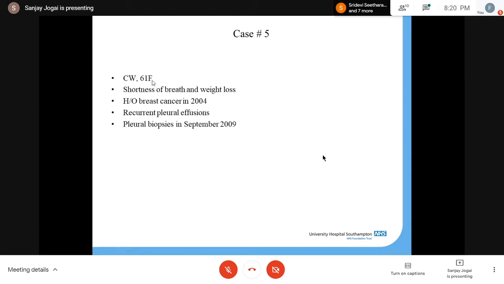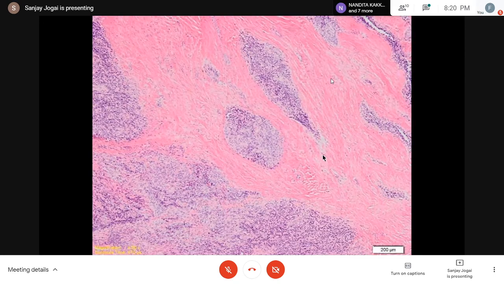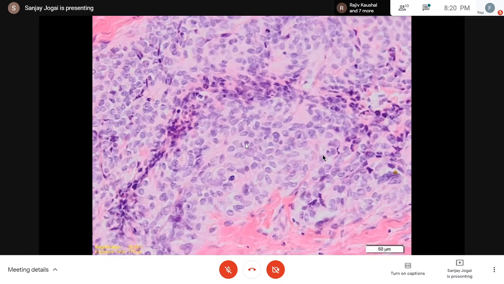So, a 61-year-old female presented with shortness of breath. This is again from 2009. I had just become a consultant and I struggled with this case. So, very sclerotic looking pleura and lots of these islands of infiltrative cells. Now, morphologically they don't look very atypical. They're medium sized, there are not many nucleoli, very occasional mitotic figures.